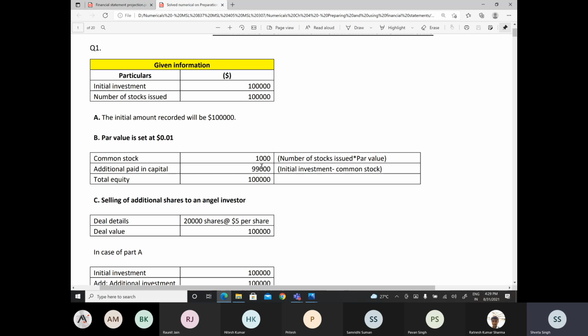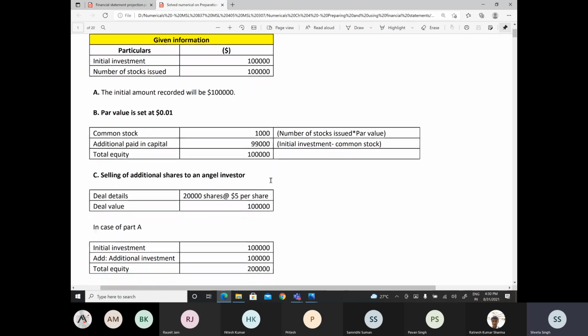And this means that this $99,000 has been the premium that has been paid for this company, or the additional funds that have been paid for this company. This is shown in a separate reserve, which is called additional paid-in capital, or share premium reserve, and the balance amount is put over here. So this is 99,000. The total equity anyway will remain $100,000. So this is how the par value will create two sub-accounts. One would be the actual stock value, and the other would be any premium that has come into the company.